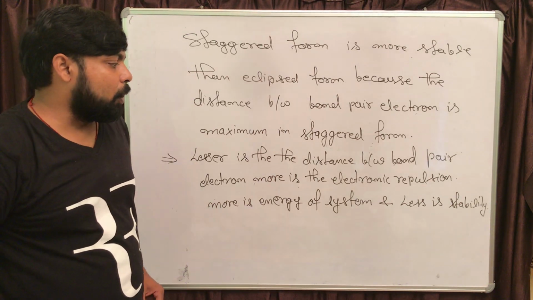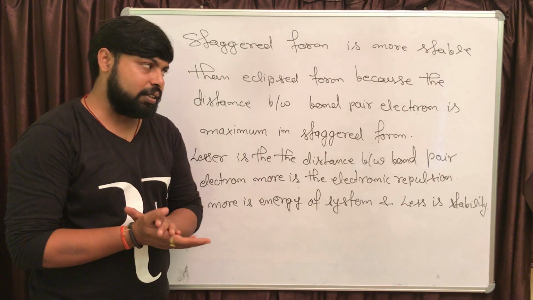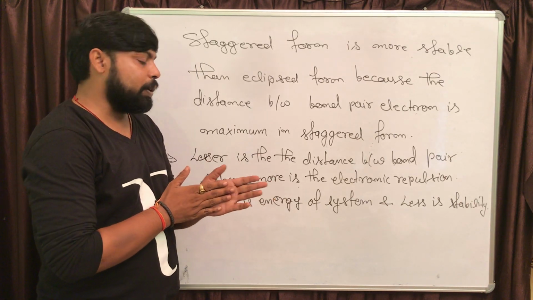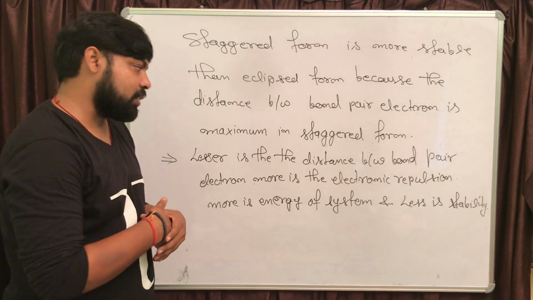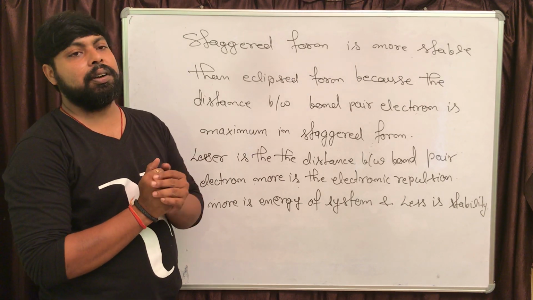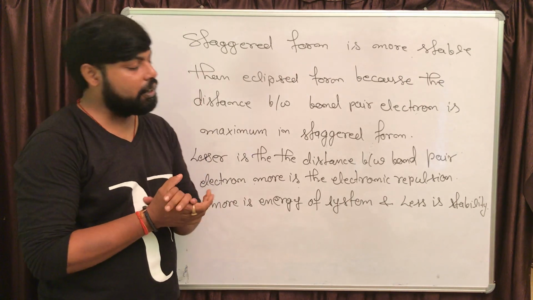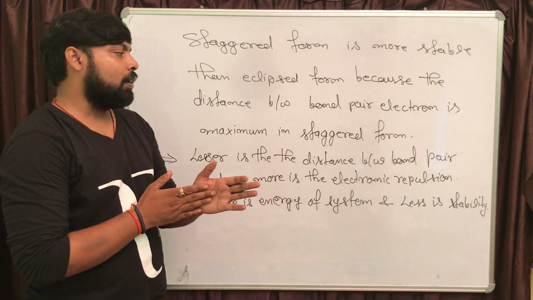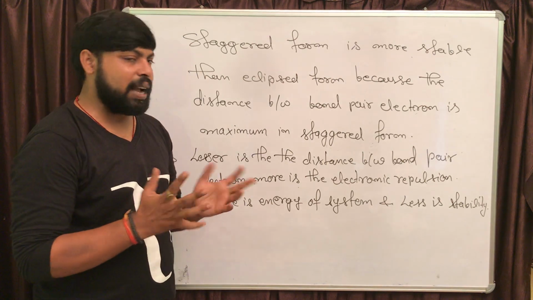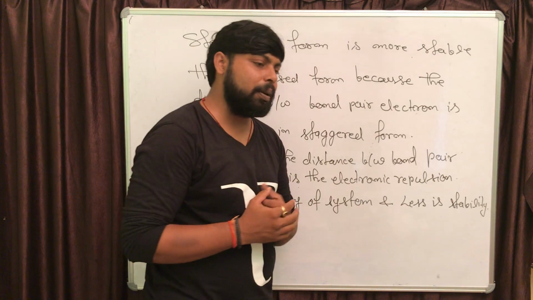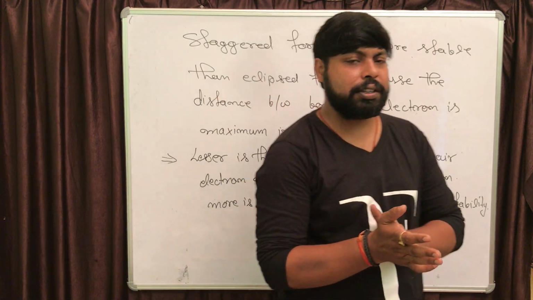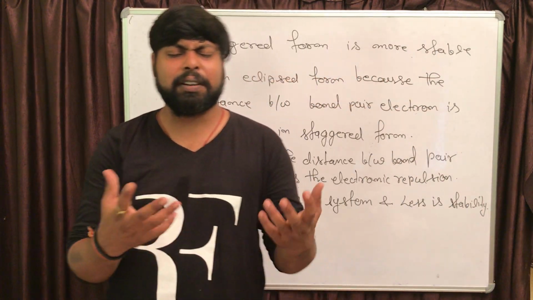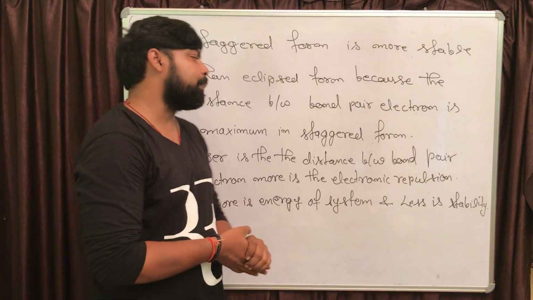In eclipsed form, the bond pair distance is minimum. The repulsion force between bond pair and bond pair is going to be maximum. So the stability of eclipsed form is definitely going to be minimum. While in the staggered case, the distance between bond pairs is maximum, electronic repulsion is minimum, and so we can say the stability of staggered form is more than eclipsed form, definitely the most stable is the staggered form, right?